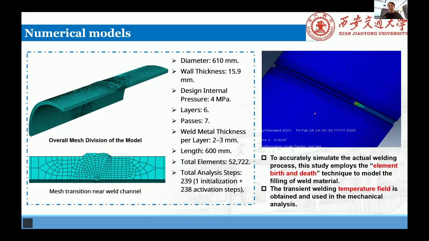In total, there are 52,000 elements and 239 analysis steps, including one initializing step and 238 activation steps for the weld passes. To accurately simulate the actual welding process, we employ the element birth and death technique to model the filling of the welded material. From this analysis, the transient welding temperature field is obtained and then used in the subsequent mechanical and hydrogen diffusion simulation.